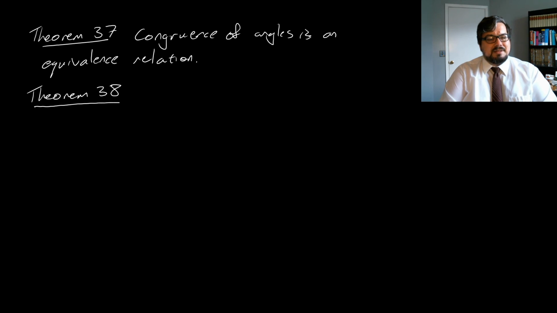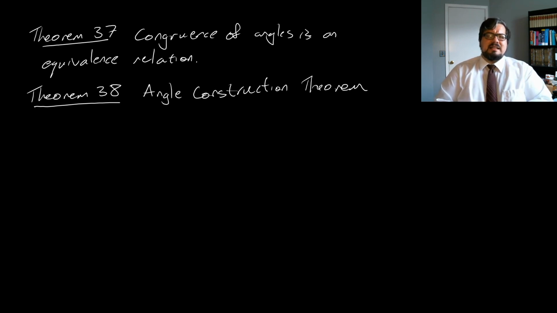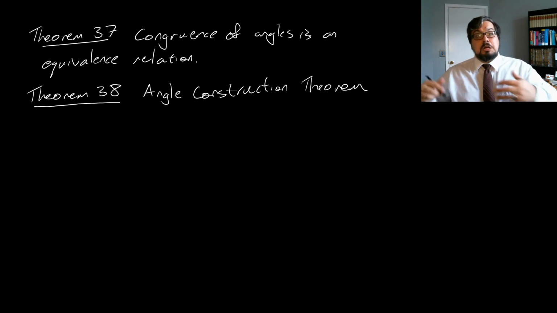Theorem 38 is called the angle construction theorem. And it's very similar to the statement of axiom M3, which we called the angle construction postulate. The only difference here is that the axiom talked about construction of angles based on a particular angle measure, and Theorem 38 is going to talk about constructing an angle that's congruent to some known angle.